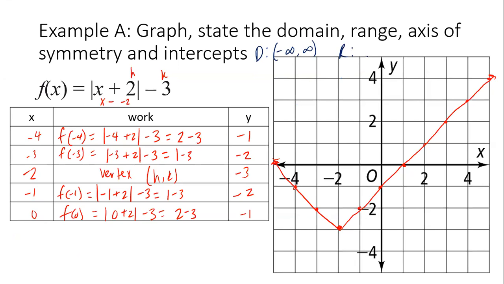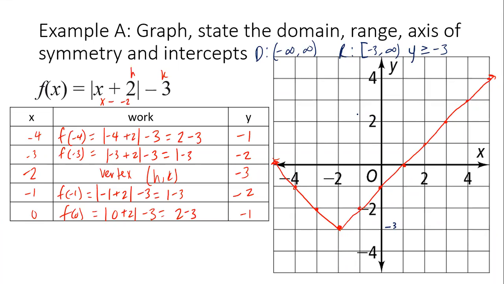The range of this function, remember range is from bottom to top. So my lowest value that I go to is at -3. So at -3, that's my lowest value. So I start at -3 and I go on to infinity. Remember, if I want to write this as an inequality, it will be y is greater than or equal to -3.